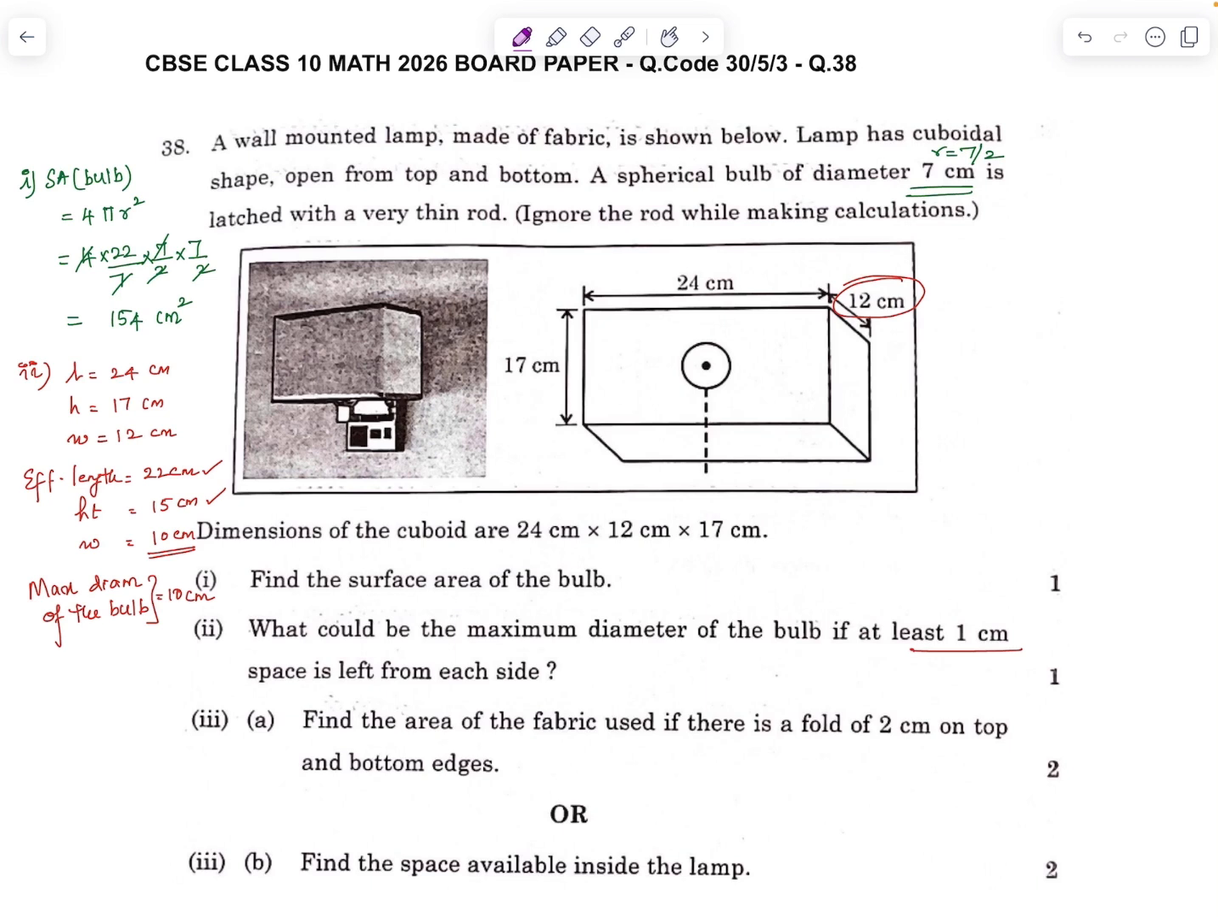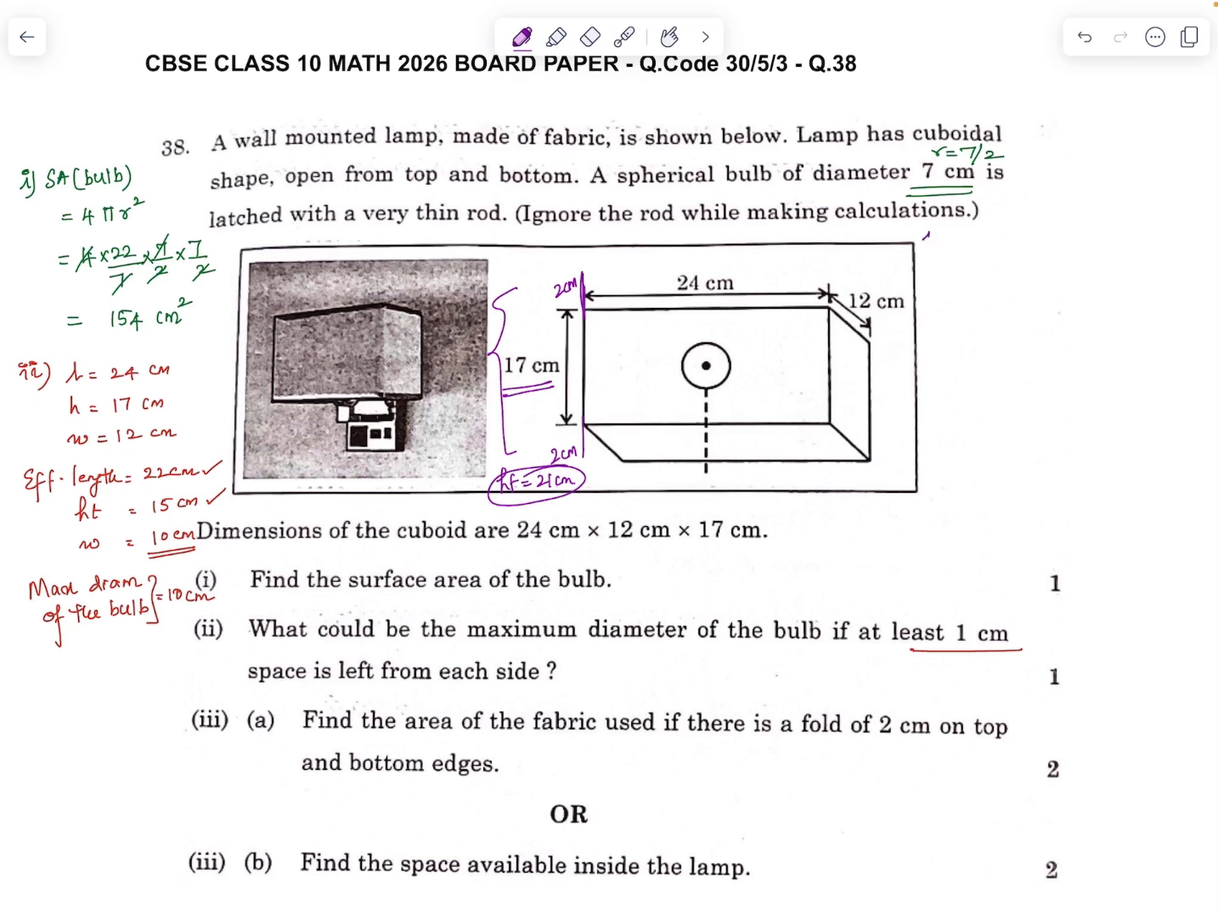Question number 3 part A. Find the area of the fabric used if there is a fold of 2 centimeter on top and bottom edges. For the sake of folding, we have to give a 2 centimeter margin above and 2 centimeter margin below. Length is not getting affected by this, and the width is also not getting affected by this. Only the height changes. The height of the shade now becomes 17 plus 2 plus 2, which is 21 centimeter.